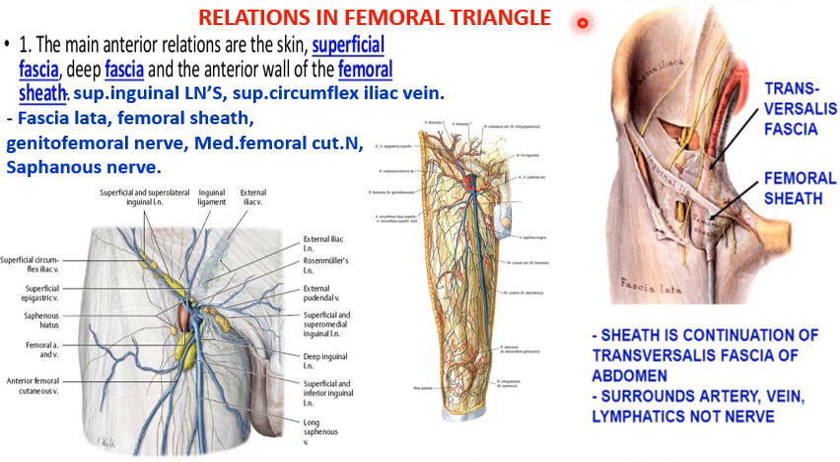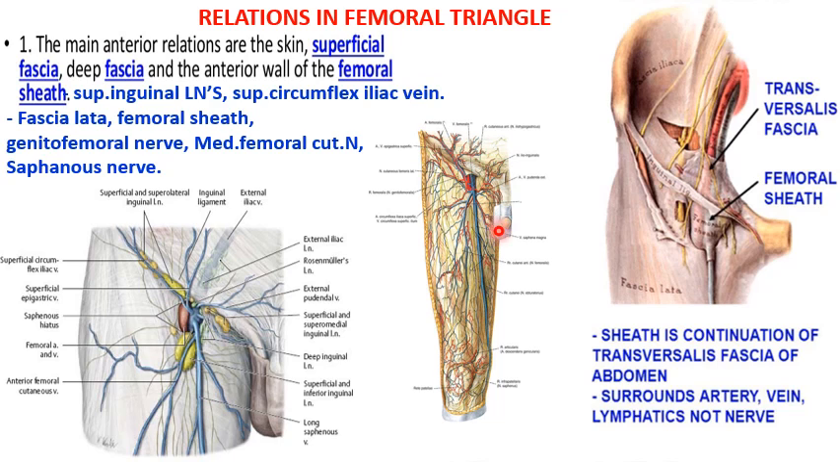Now let us see the relations of the femoral artery. The relations of the femoral artery means its relations in the femoral triangle, because the femoral artery is present in the femoral triangle, then continues into the adductor canal, exits out of the adductor canal to the back of the lower part of the thigh, and then into the popliteal fossa. So the relations of the femoral artery are in the femoral triangle and in the adductor canal. Now let us see the anterior relations of the femoral artery.